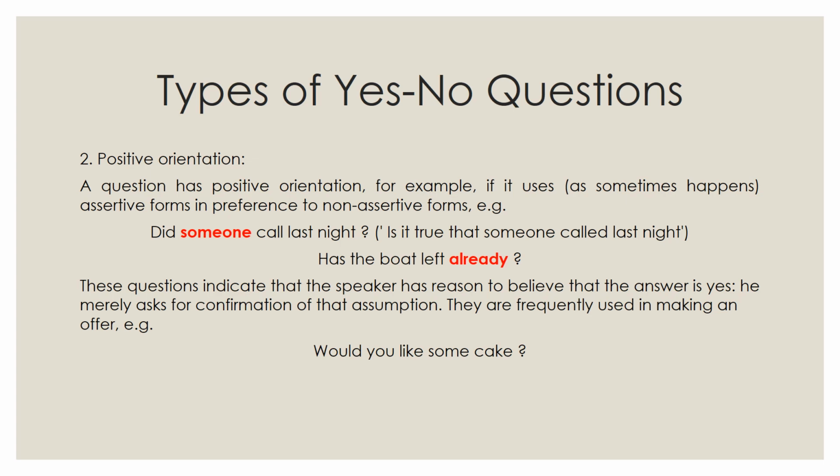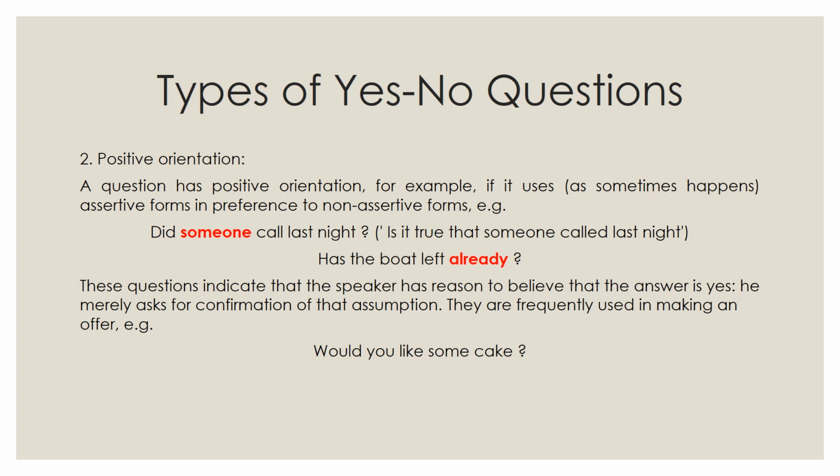If I say anyone, this means I don't know. I want you to tell me whether it is yes or no, whether yes, someone called, or no, someone didn't call. But when I say, did someone call last night? It means that I believe that the answer is yes. I know that someone called last night, but why am I asking if I already know the answer? I want only a confirmation from my listener.